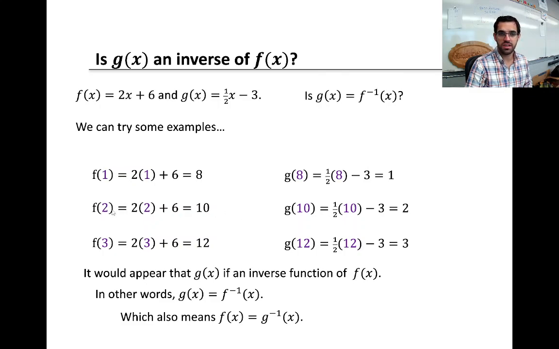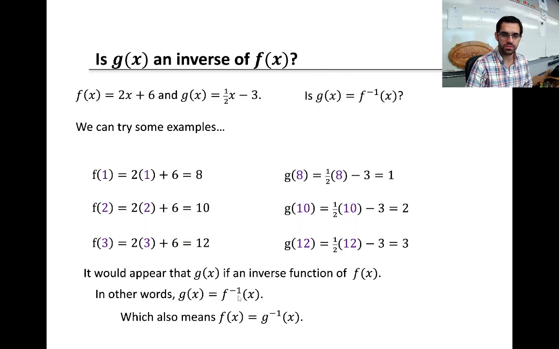We put 2 inside of f, calculate that, we get 10. Put 10 inside of g, do the calculations, we get 2. Goes back to being 2. 3 in f goes to 12. 12 in g goes back to 3. So we haven't proven anything, but it appears that g might be the inverse function of f. In other words, g of x is equal to f inverse of x.